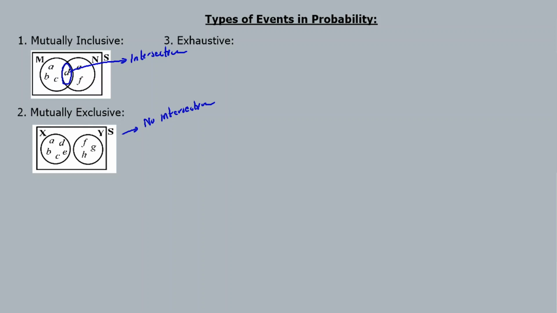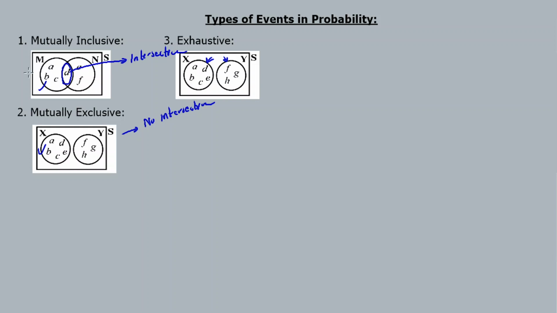The third one, exhaustive. An exhaustive event has the same sketch as this one and this one. Why do I say that? An exhaustive event is an event where all the elements are contained within the sample space. This is the sample space, the rectangle, A, B, C, D, E, F, G, H. So all of the outcomes or the elements inside this sample space are shared between X and Y. There's nothing outside these events. Everything is either in X or in Y.